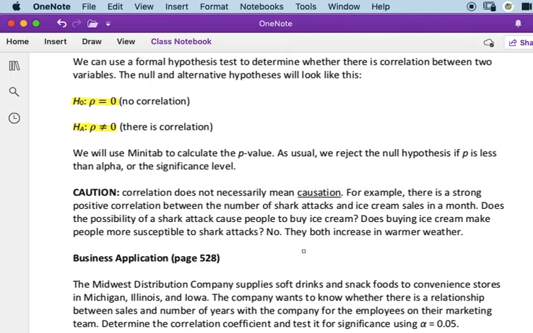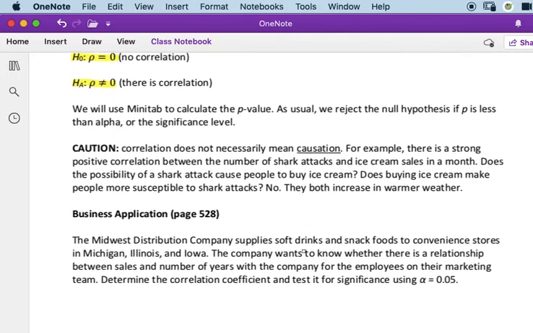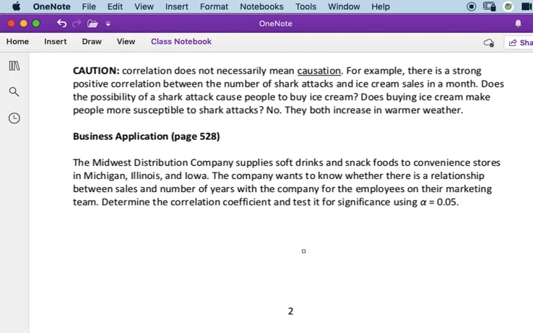But the possibility of a shark attack does not cause people to buy ice cream, and buying ice cream does not make people more susceptible to shark attacks. But they both increase due to warmer weather. So as shark attacks increase, buying ice cream increases. So there would be a nice line with a positive slope, but they're not causing each other. They both have a different underlying cause. So just something to keep in mind. We can only show causation by doing an experiment where we control other variables.